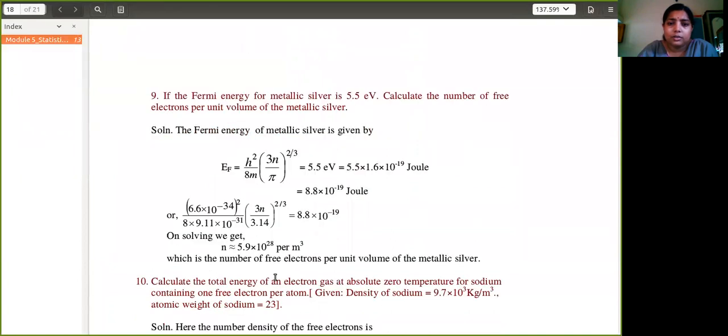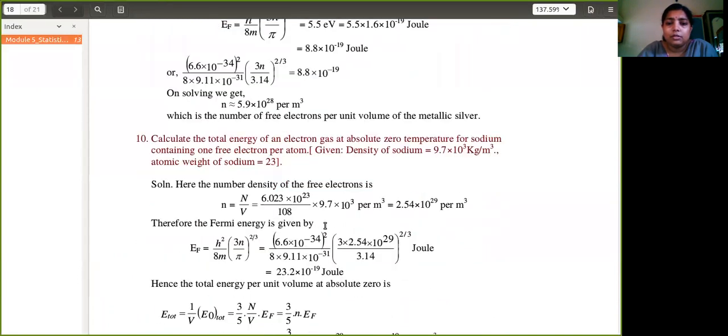One more Fermi energy problem is given. I think by now you are able to do it on your own. Okay.